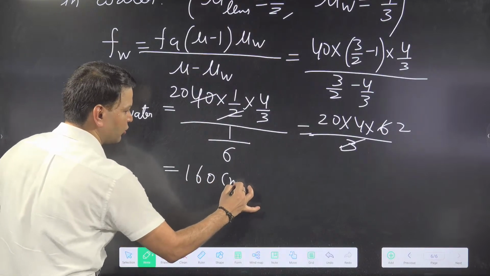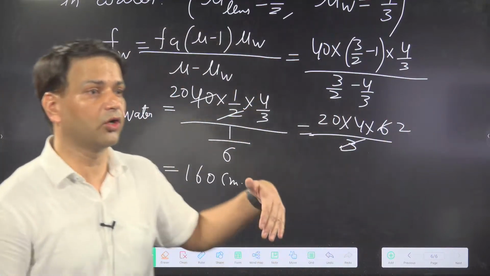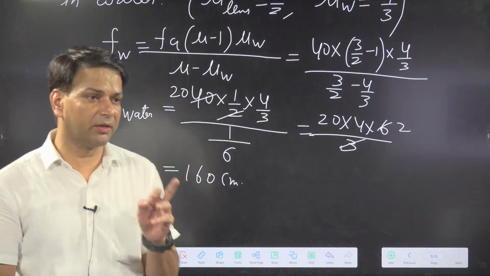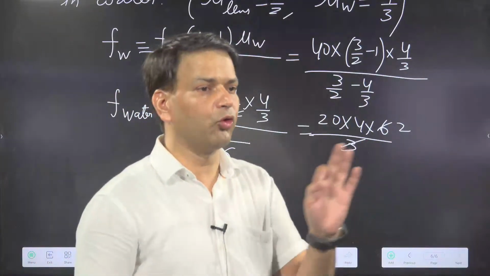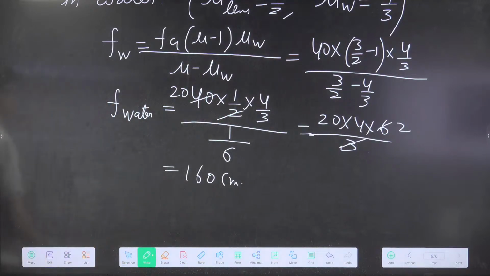Now you can see in air we have the focal length 40. In water we got the focal length 160. So what I said, the focal length of the lens will be minimum in air. In other media, the focal length will increase or power will decrease. Power will decrease. Okay.